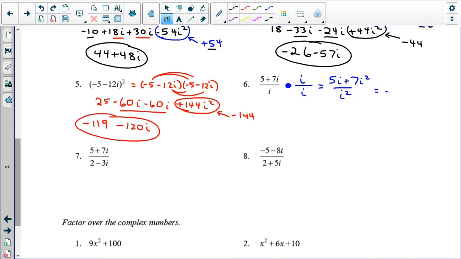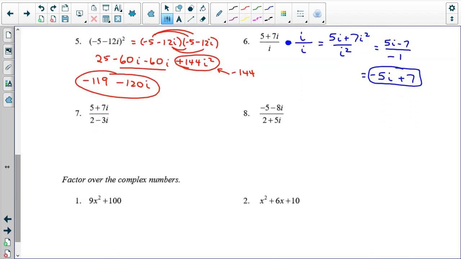I know that the denominator is negative 1, and now I have the numerator as 5i plus 7i squared. That's the same thing as 5i minus 7. And then if I have the entire numerator divided by negative 1, that changes the signs of everything. So I get negative 5i plus 7, which, note, is the same answer as when I did it the other way. Now, number 7, I need to figure out what FFU I want to use in this problem.